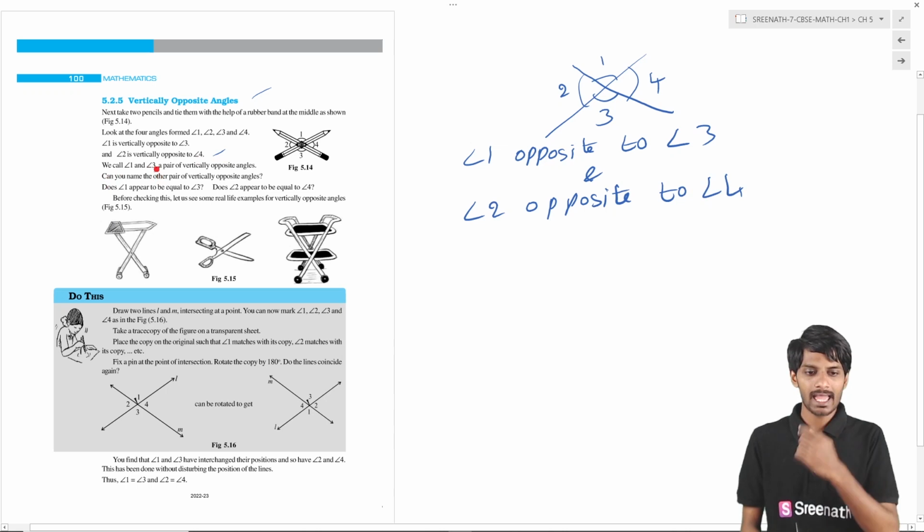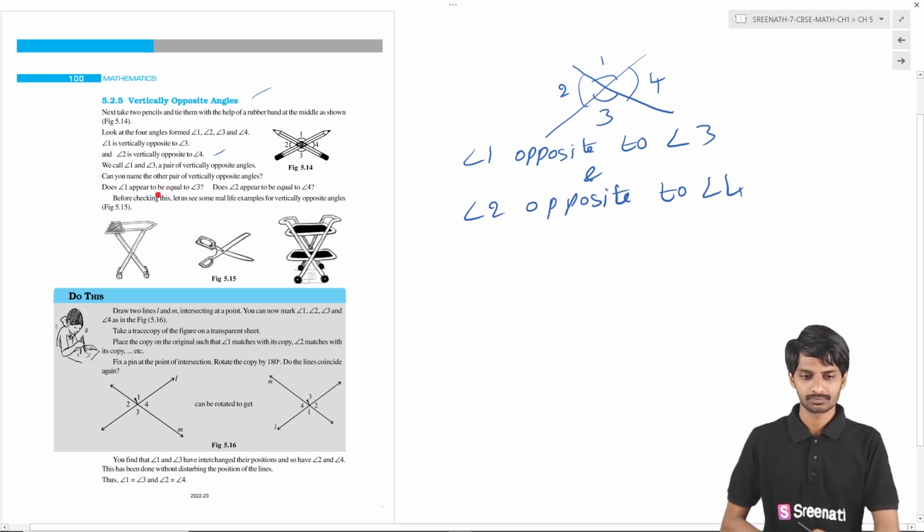So we call angle 1 and angle 3 a pair of opposite angles, and angle 2 and angle 4 are also a pair of opposite angles, students. Why, sir? These two are vertically opposite, that's why we call them vertically opposite angles. Before checking this, we see some more examples. Here, these two are the vertically opposite angles. These two, these two, these two are vertically opposite angles. Here also, these two are vertically opposite angles, students.